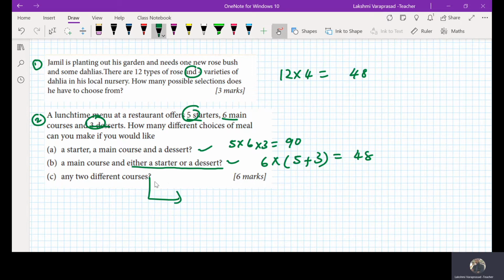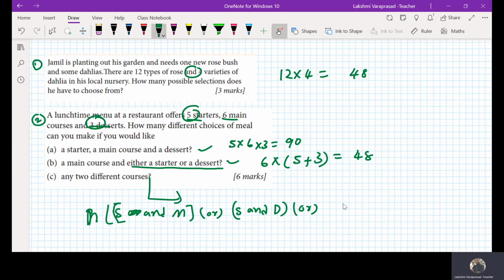Next one: any 2 different courses. Any 2 different courses means a starter and main, or okay, let me write it as combinations. That is starter and main, or, this is one combination. Or starter and dessert, this is another combination. Or what is another combination? To finish it now, main and dessert. So this is actually the logic.